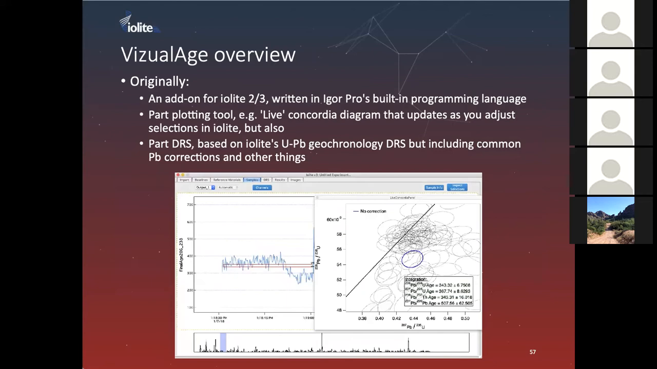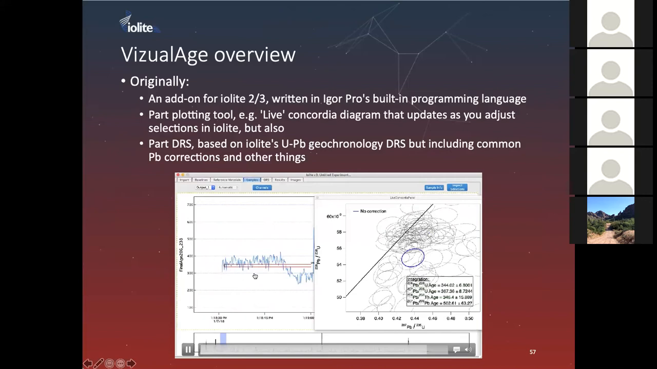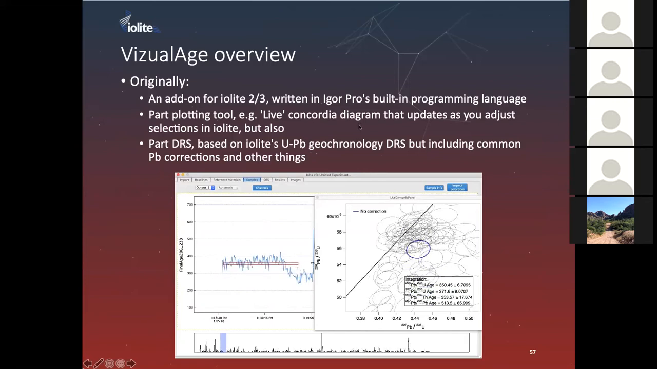Originally, VisualAge was an add-on for iolite 2 and 3, and it was written in Igor Pro's built-in programming language. It was really separated into two parts. There was a plotting part, which included this live Concordia tool that you can hopefully see animated down here, where you could adjust selections in iolite and see it update on a Concordia diagram as you made those adjustments. So you could see the effect of choosing different parts of your analysis. There were some other plotting tools in there as well, but I think this is the one most people use. And then the other part was a data reduction scheme.